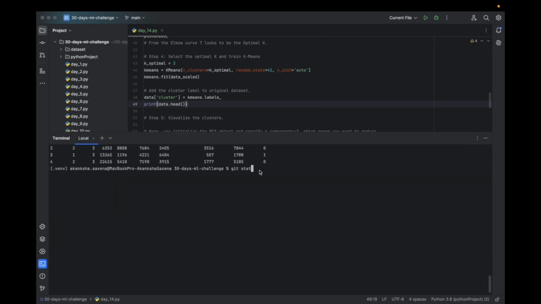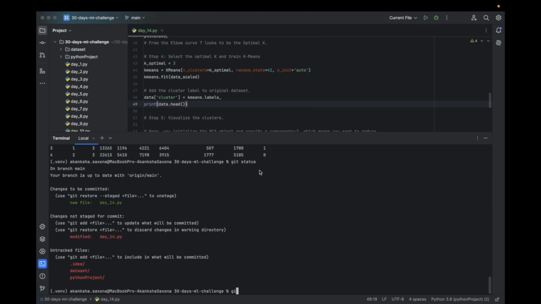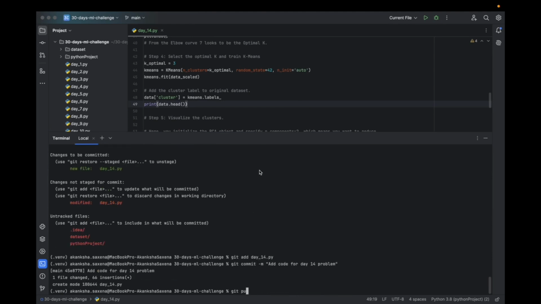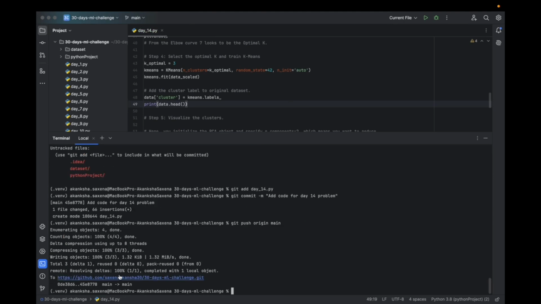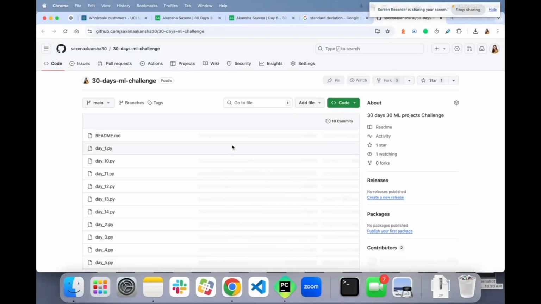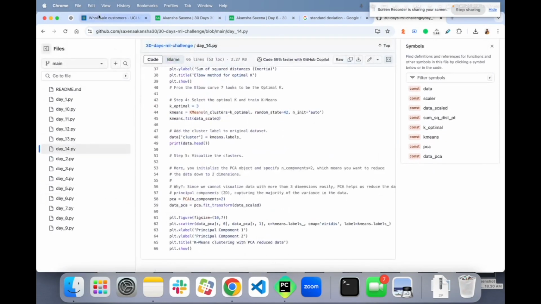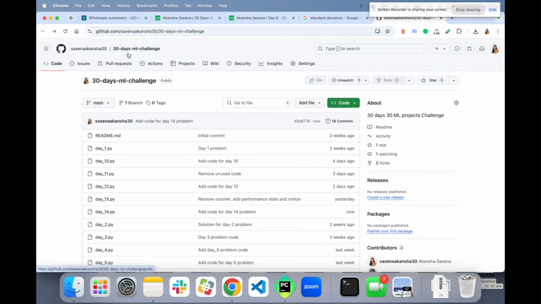So let's commit it. Day 14, add code for day 14 problem, and add to Git repository. Let's go to our Git repository and see if we can see the file. Yes, we can see the file here.